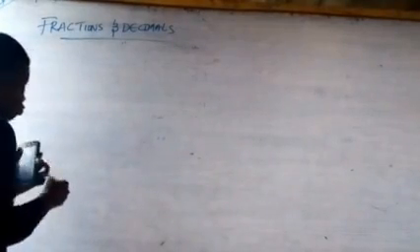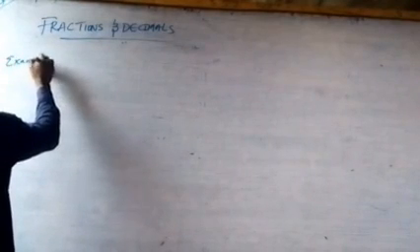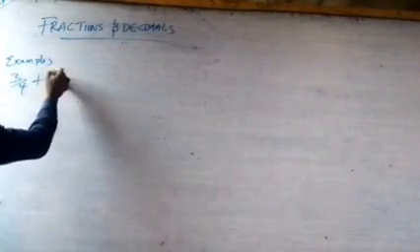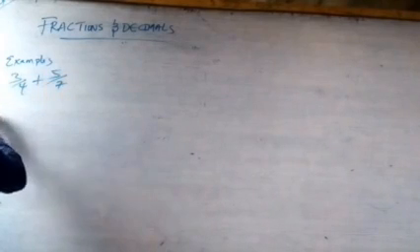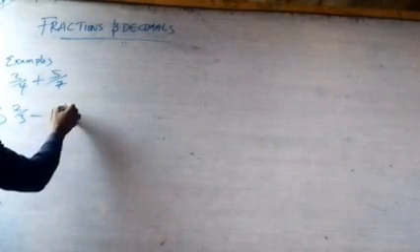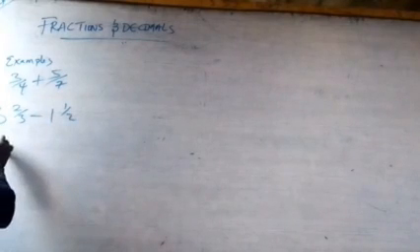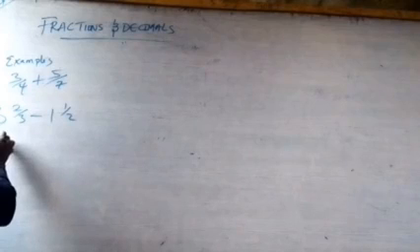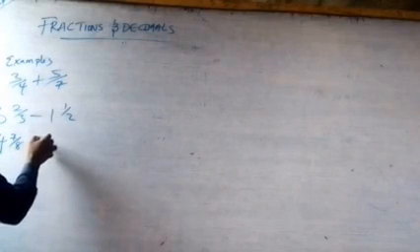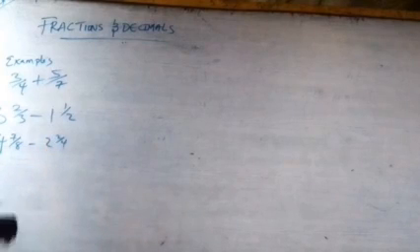Now, if you are adding a fraction, most times fraction is added with... Let me just do a few examples. 3 over 4 plus 5 over 7. Number 2: 3 whole number 2 over 3 minus 1 whole number 1 over 2, right? And we have 4 whole number 7 over 8 minus 2 whole number 2 over 4, right?